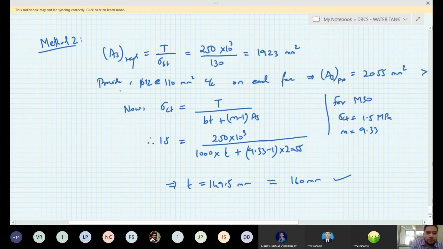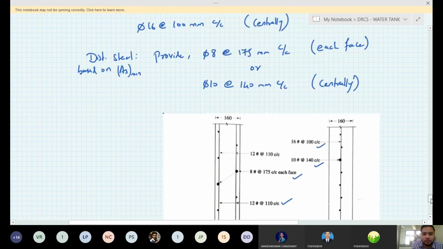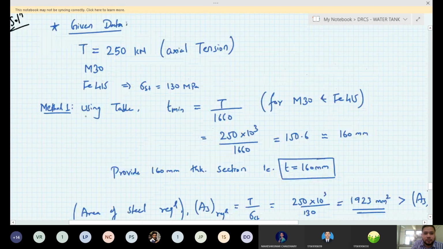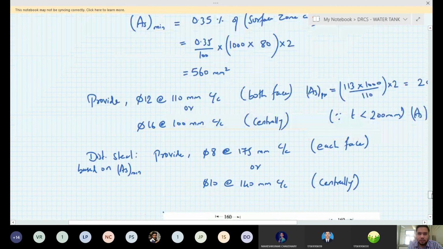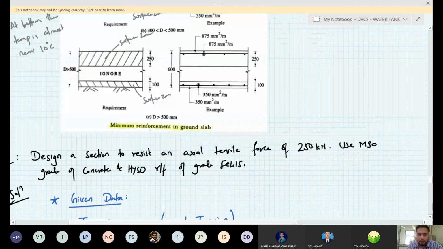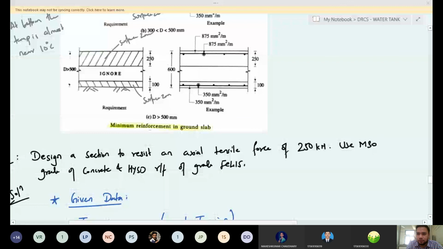So method 2 is using formula, and method 1 is using direct table. Whichever is convenient to you, you can use. With this we stop here. If you have any doubt, we can discuss now.